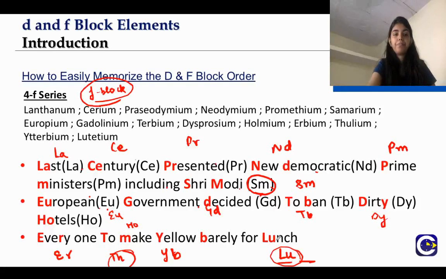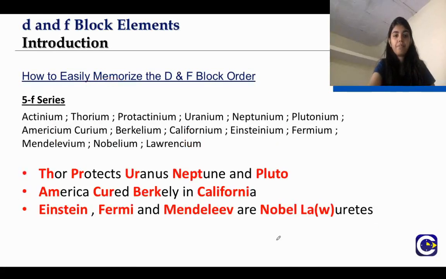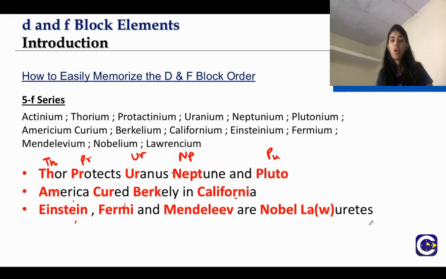Next, 5F series. Thor protects Uranus, Neptune and Pluto. So this will be Thor protects Uranus, Neptune and Pluto. Then next is America cured Berkeley in California. Einstein, Fermi and Mendeleev are Nobel laureates.